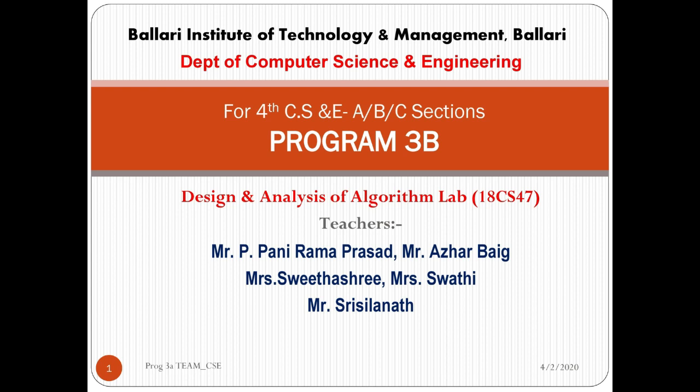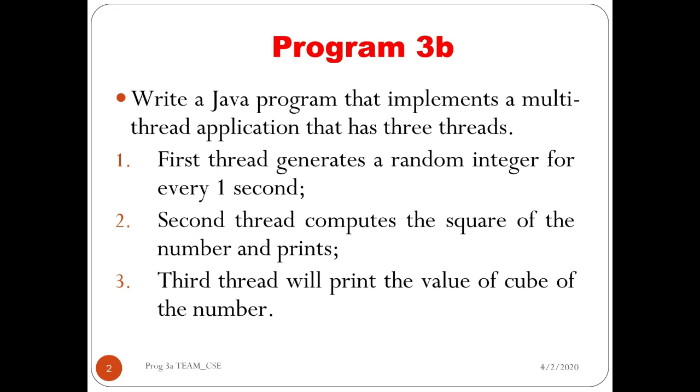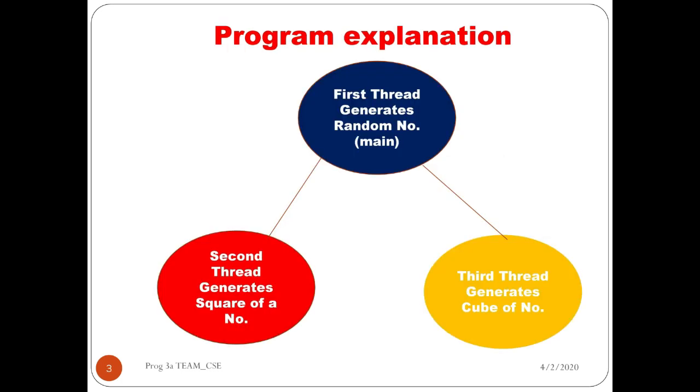Right. Next slide. Program 3B. Write a Java program that implements a multi-threaded application that has three threads. The first thread generates a random integer every 1 second. The second thread computes the square of the number and prints it. The third thread prints the value of the cube of the number. This is the program.